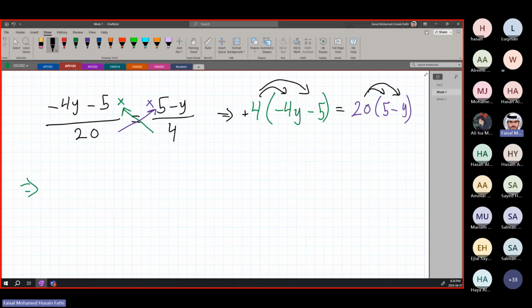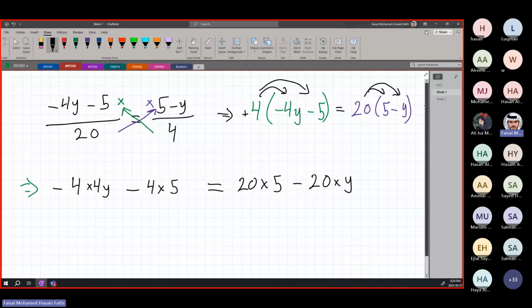4 is plus, so plus 4 times minus 4 is minus 4 times 4y. Plus 4 times minus 5 is minus 4 times 5, is equal to 20, plus 20 and plus 5 is going to be 20 times 5. Plus 20 and minus y is going to be minus 20 times y, because plus into minus is minus, 20 times y is 20 times y. And then simplifying this, we're going to get minus 16y minus 20 is equal to 20 times 5 is 100 minus 20y. Now, again, same idea.